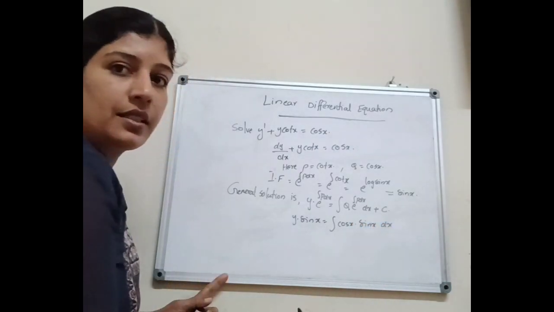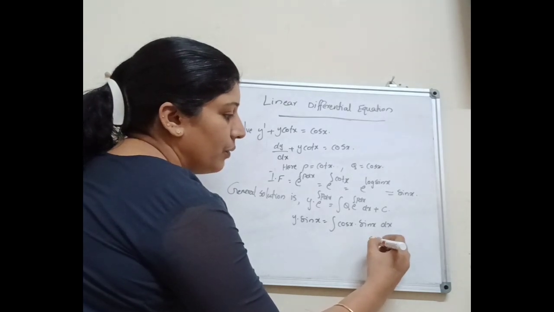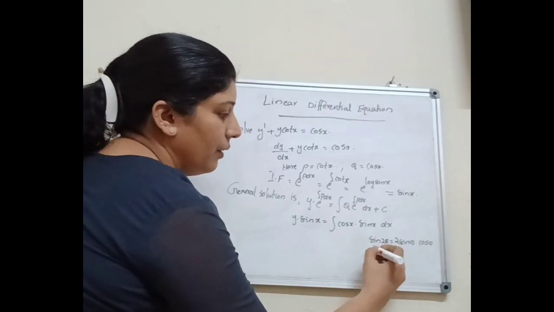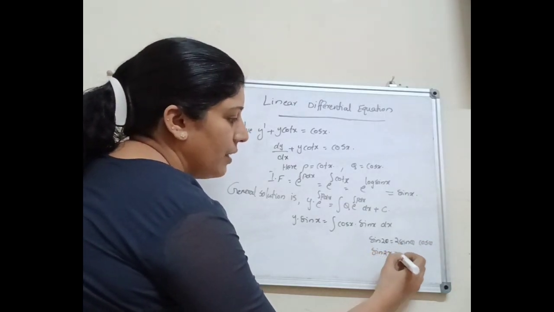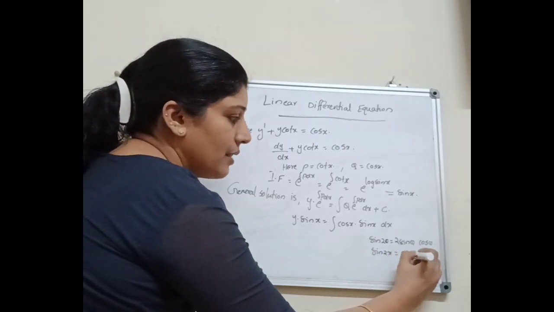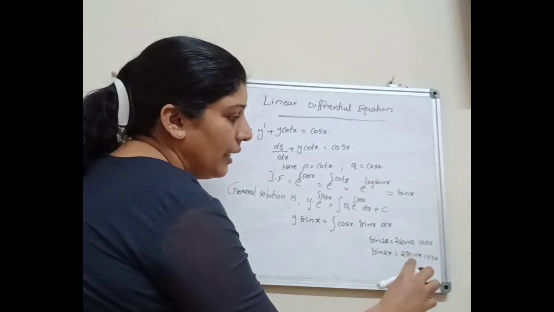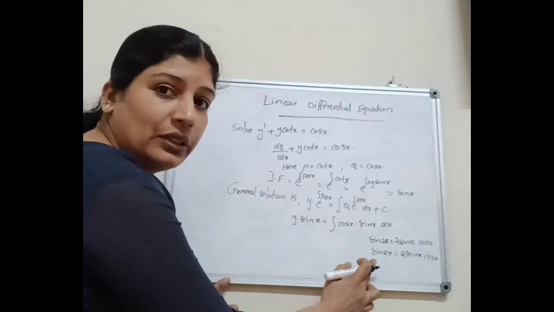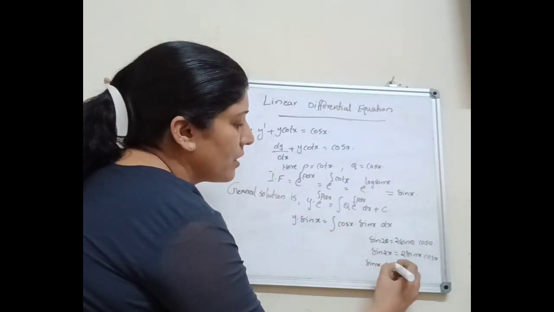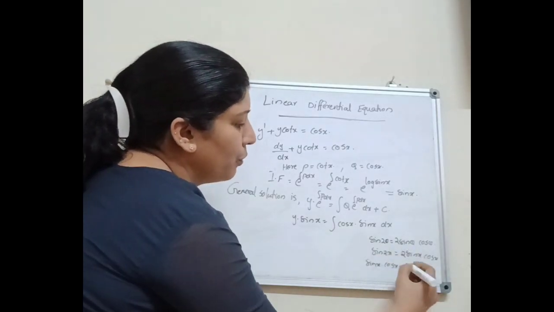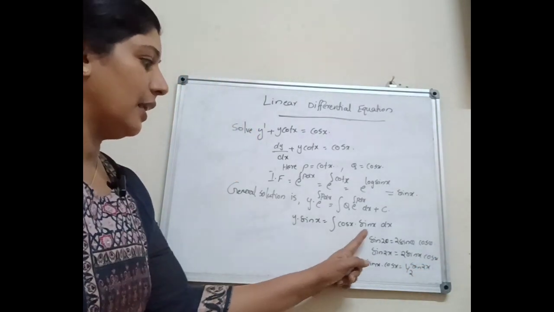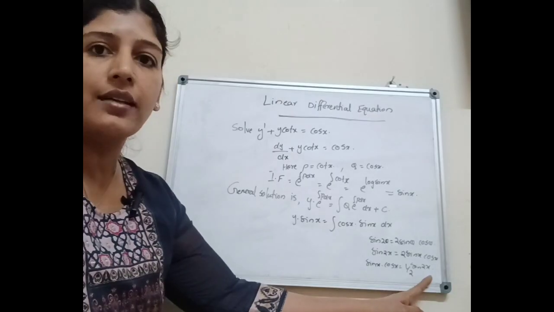We know that sin 2 theta is equal to 2 sin theta cos theta. Now here we can consider sin 2x. Instead of theta we can take x. Therefore sin 2x equal to 2 sin x cos x. Therefore sin x cos x equal to 1 by 2 sin 2x. Therefore, we can change this integral as 1 by 2 into sin 2x.